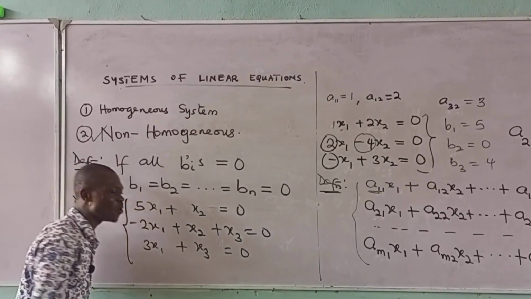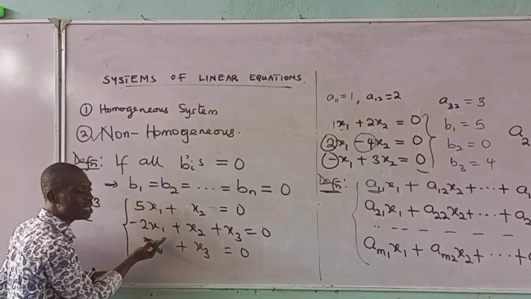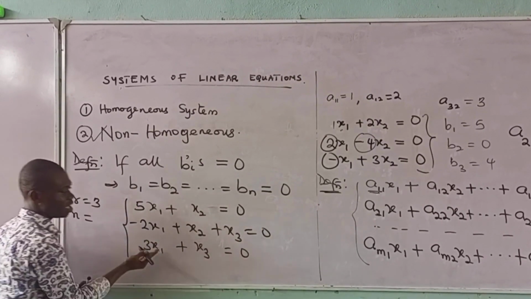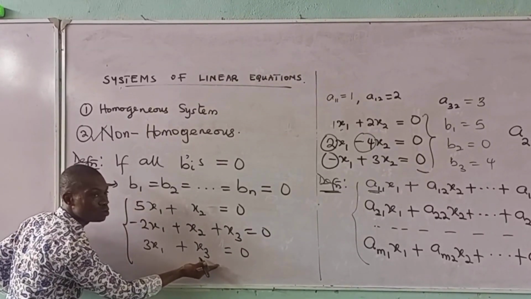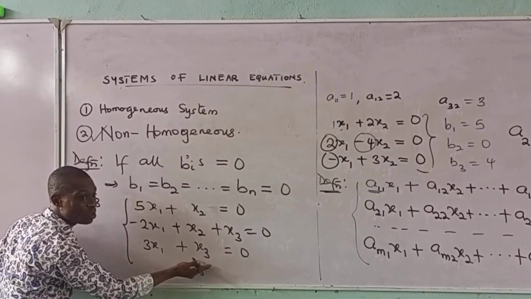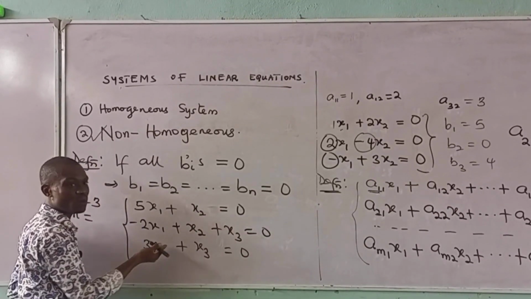Now, why is it so? You assume the number of variables to be the highest that is present. In this case, the first equation has only 2 variables, the third has only 2, but the second has 3. So we take the one that has the highest number of variables.